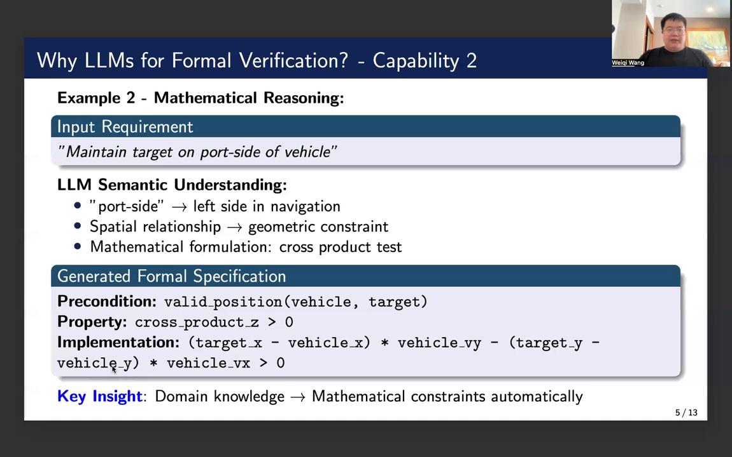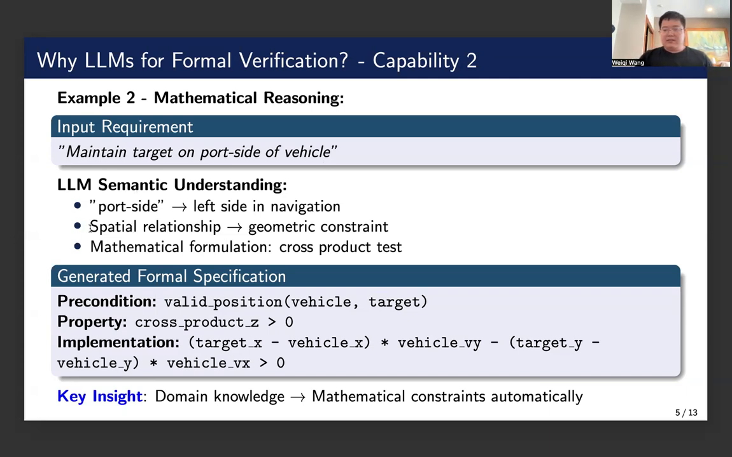The second example is what we call mathematical reasoning. The input looks like this: maintain target on port side of vehicle. This case reveals more complex understanding by the LLM. First, the LLM needs to understand what is meant by port side.